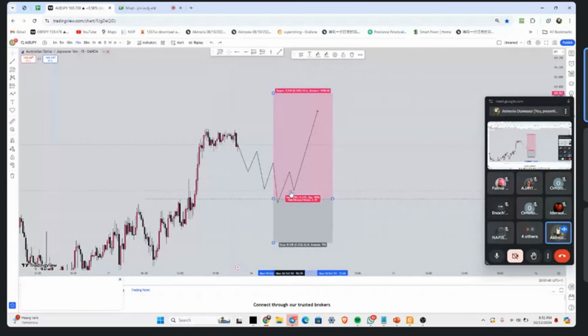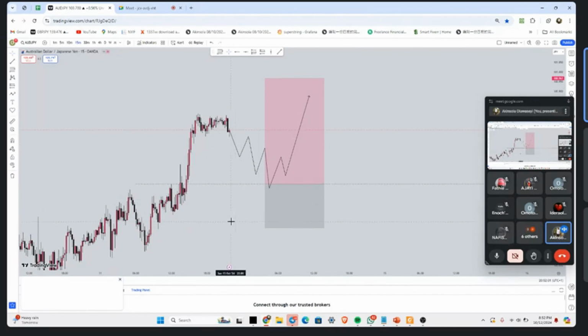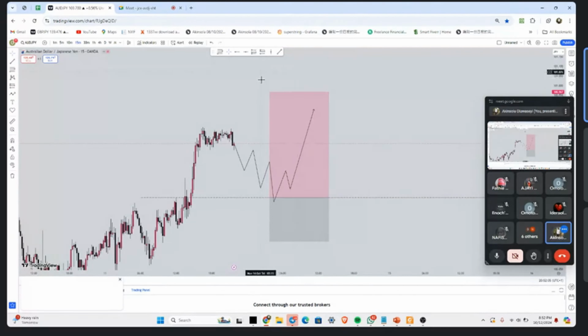What will happen is, even if I'm not on the market, even if I'm not with my phone, even if I'm sleeping, my broker will kick me in for a buy. And take note, before you set a buy limit and a sell limit, you must ensure that you know your stop loss region and your take profit region even before entering the market.